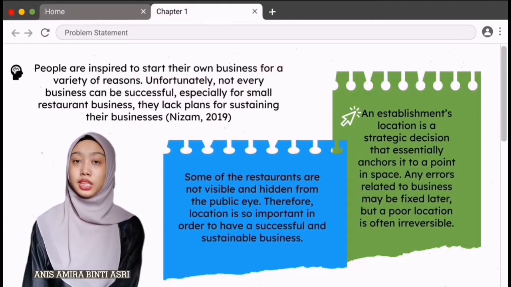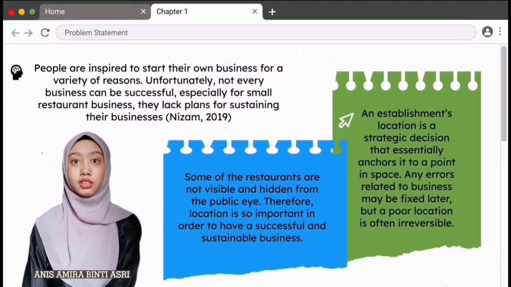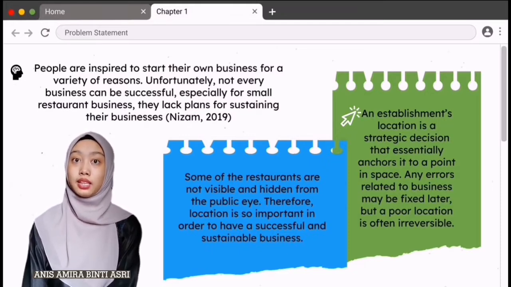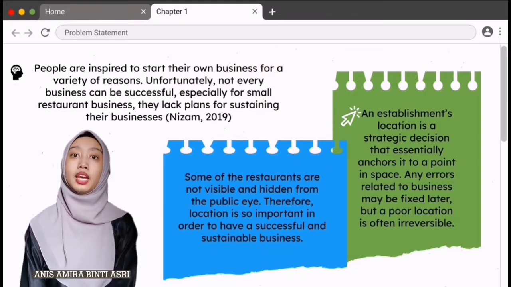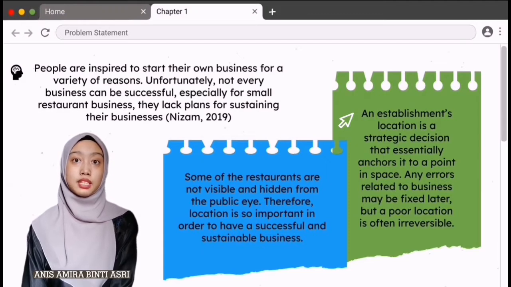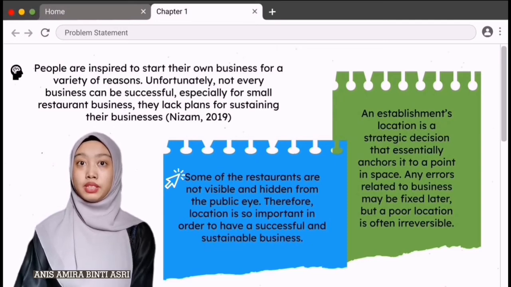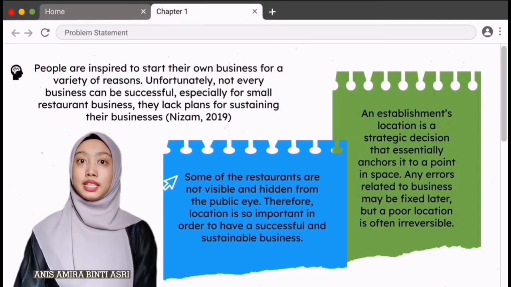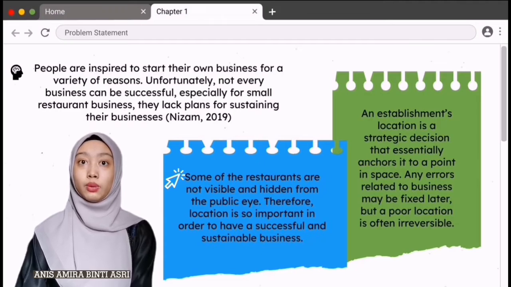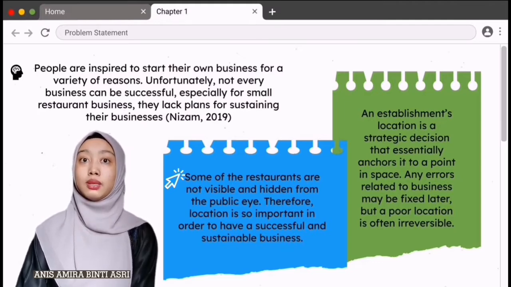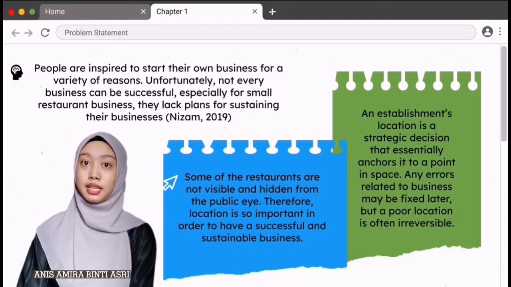An establishment's location is a strategic decision that essentially anchors it to a point in space. Most popular restaurants are easy to locate, and customers can find them in urban areas or special places everywhere around the world. Any errors related to business may be fixed later, but a poor location is often irreversible. Some restaurants are not visible and are hidden from the public eye. For instance, a restaurant located in a remote location away from people, or a restaurant in a residential area, both of which are places where people normally cook at home. Therefore, location is so important in order to have a successful and sustainable business.